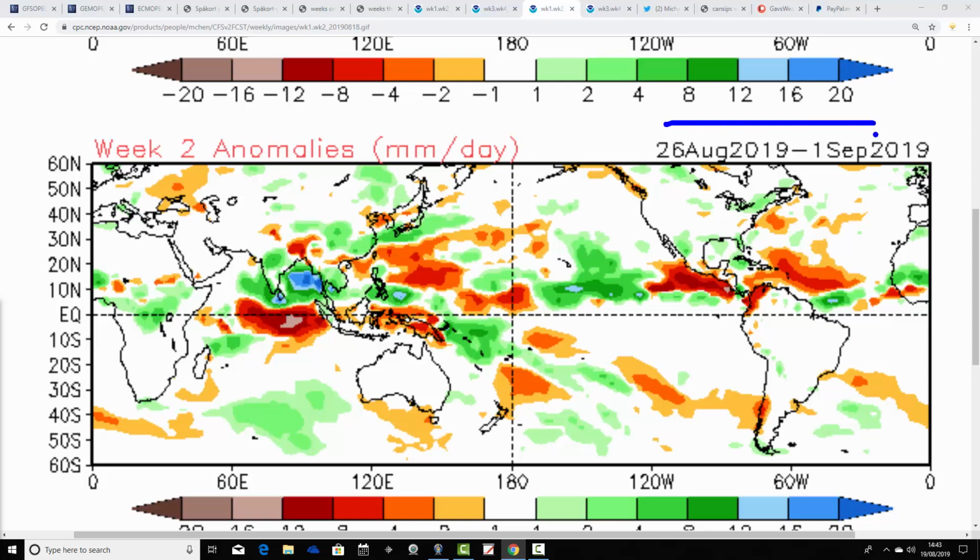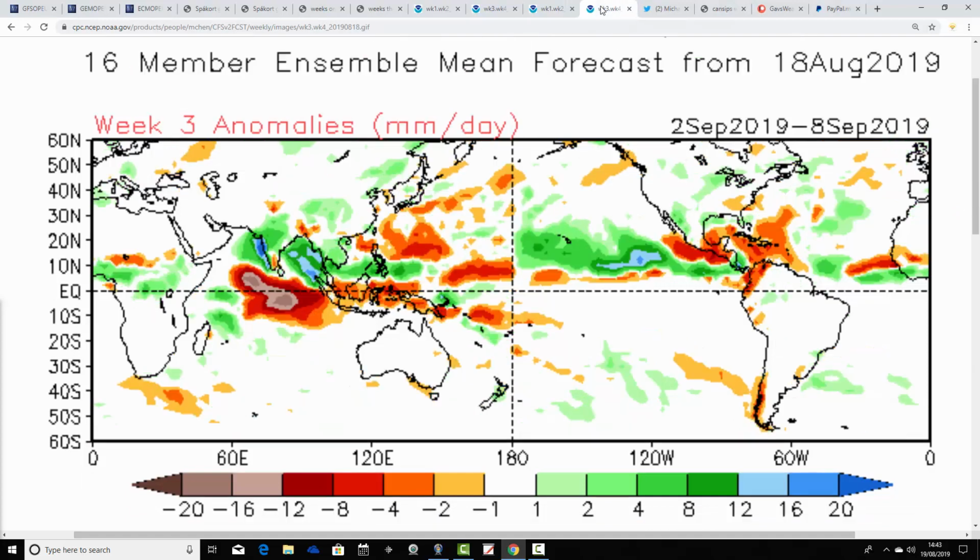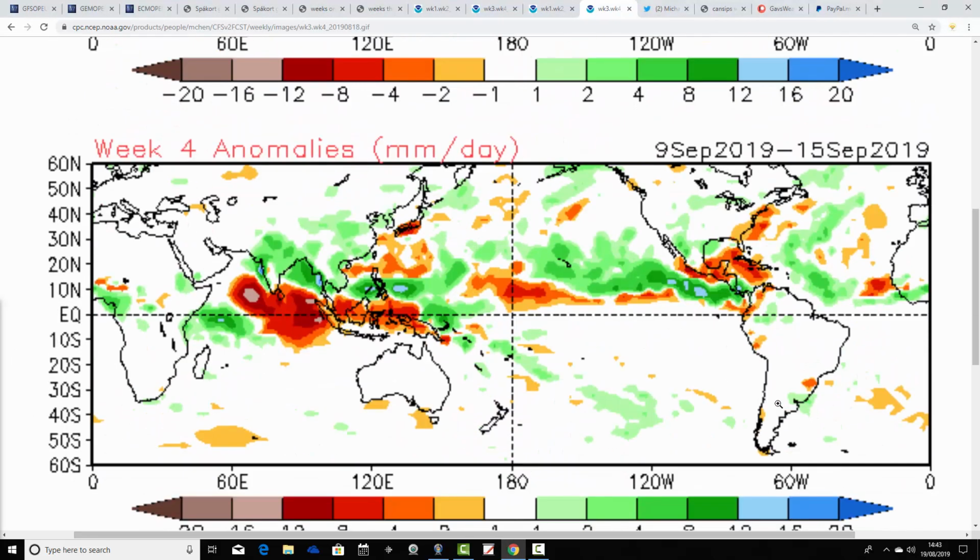Week 2 is the 26th of August to the 1st of September. Close to average precipitation for England and Wales, a little bit wetter than average for Scotland. Week 3, precipitation is the 2nd to the 8th of September, close to average. Signal is weakening now, of course, as it always does. And then week 4 is also close to average. Really, it has no signal there. So it's inconclusive, really, where we're going for the end of August and the beginning of September.